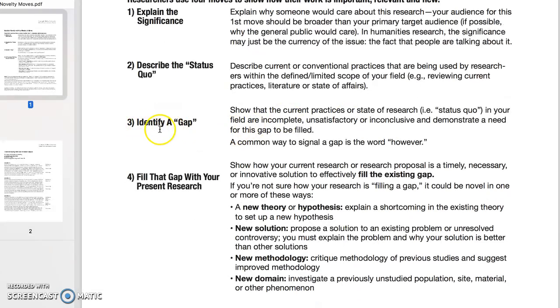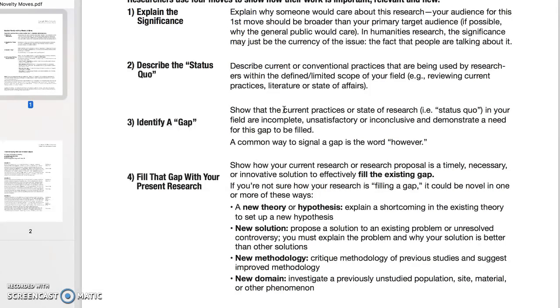Then the third move is identifying a gap in the status quo. So here you would show that the current practices or state of research, or the status quo, in your field are incomplete in some way, or unsatisfactory or inconclusive, and most importantly that they demonstrate a need for this gap to be filled.